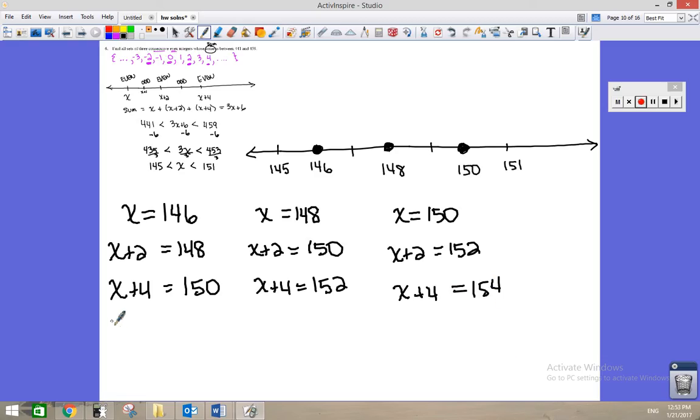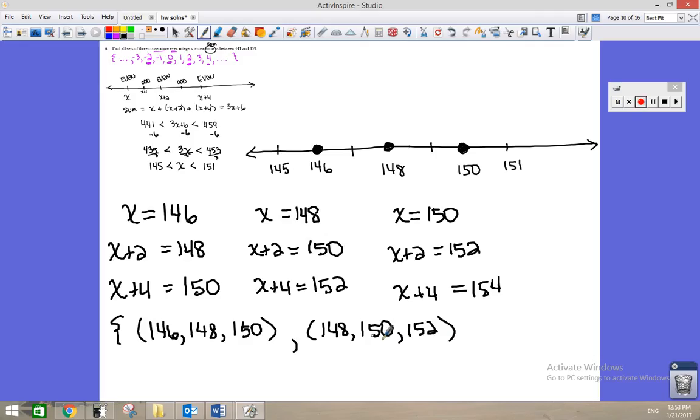So there's our 3 answers. We've got one set that is 146, 148, 150. That's one answer. Then a second answer, 148, 150, 152. Those are consecutive even integers. 150 follows as the next even integer after 148. And then we've got 150, 152, and 154.